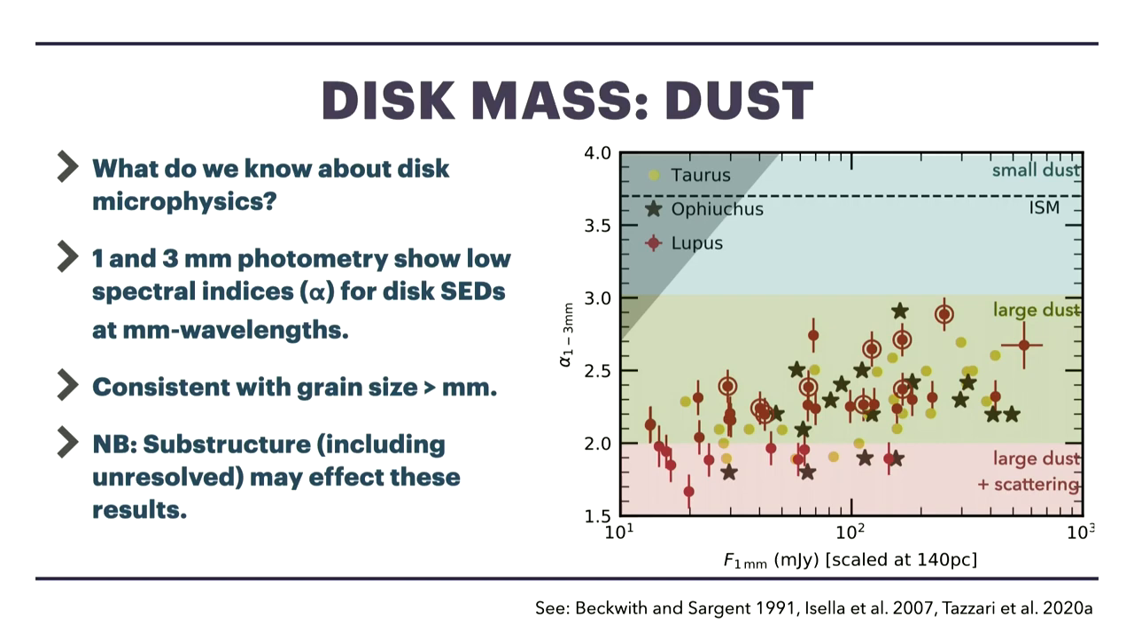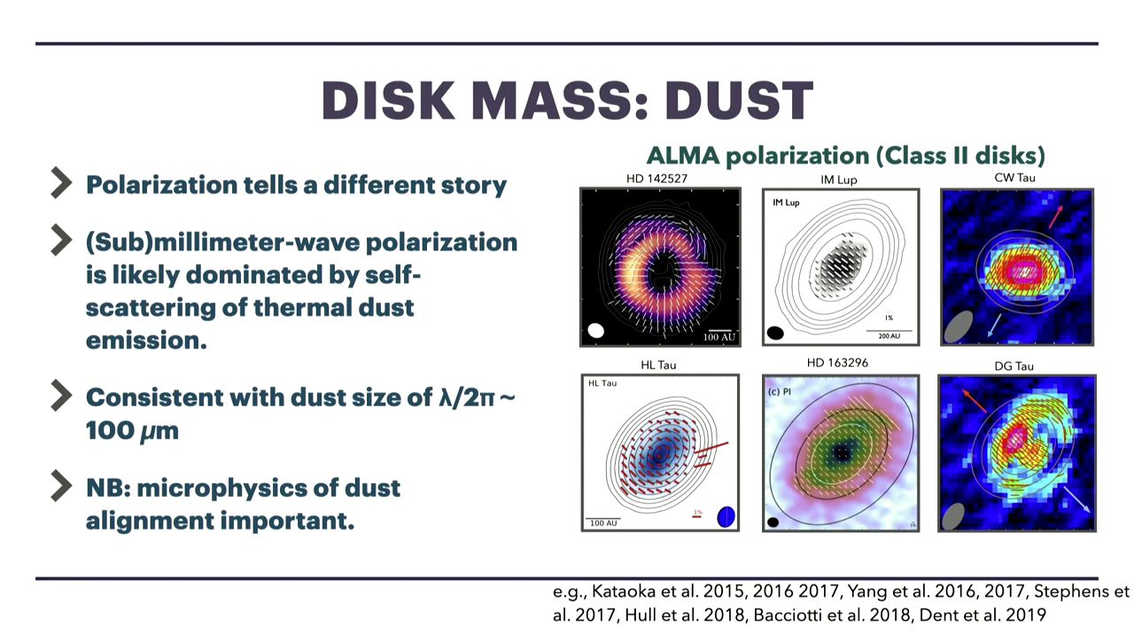Thermal emission isn't the only window we have into understanding what dust looks like or what dust is made of. Polarization also can tell us a lot about what our dust grains are doing. And polarization, in fact, tells us a different story. So the submillimeter wave polarization maps over here are all ALMA, so they're all post-protostars and planet formation.